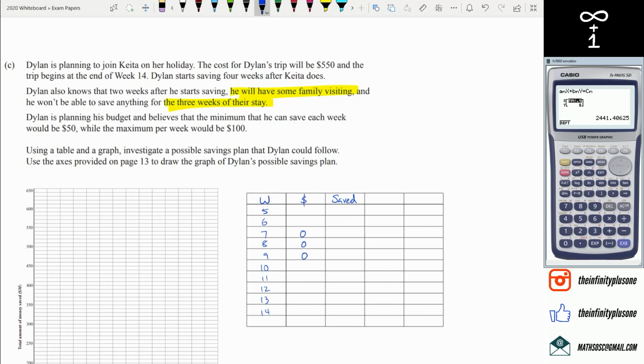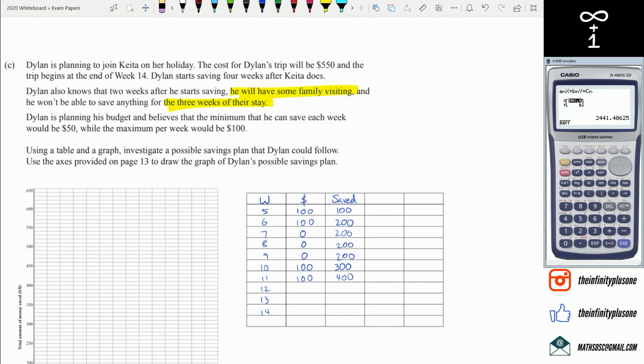So let's say we start with 100, then he saved $100. Let's go with another 100. He saves 200. We can literally keep doing that. We could go 100, he saves 300, because there's no money saved between week 7 to 8, so that's all going to be 200. Let's say he saves another 100. That's going to be 400.